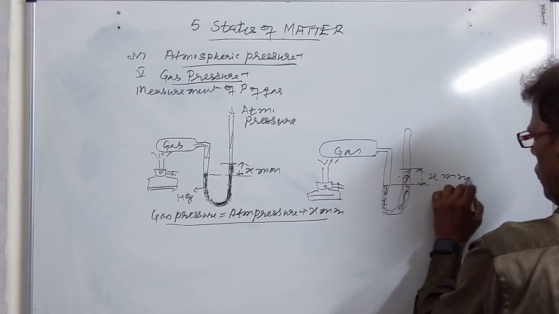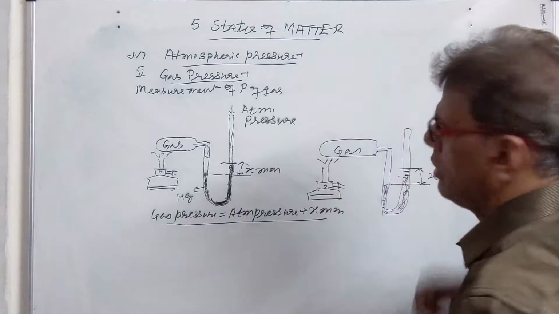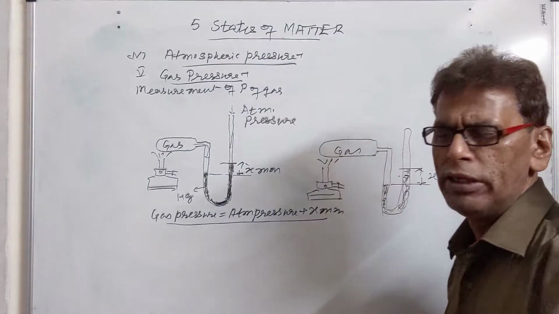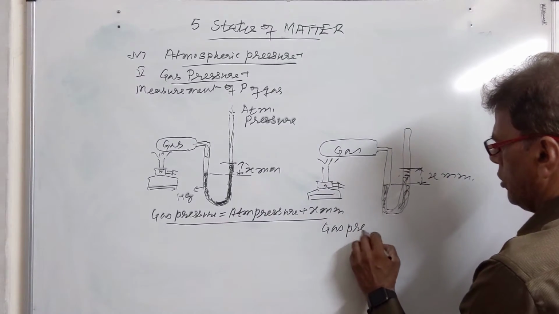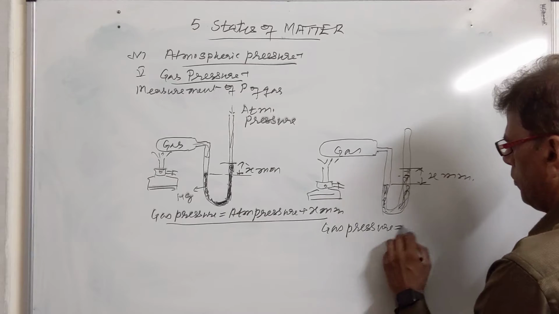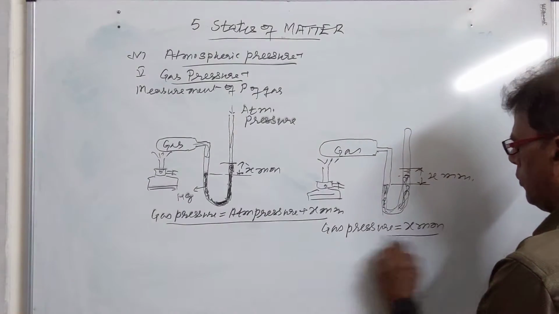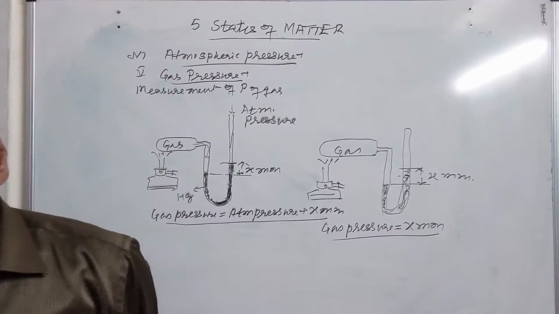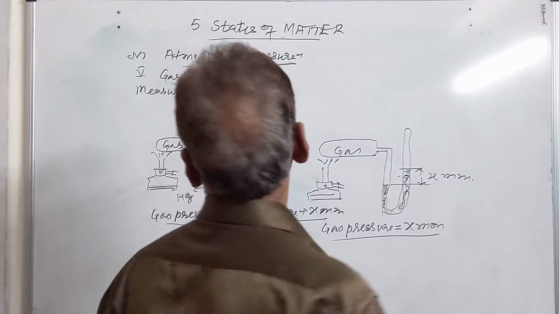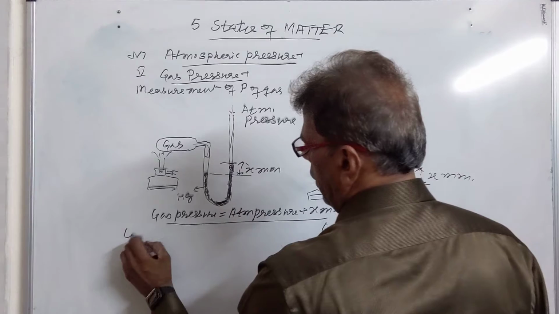Now atmospheric forces are not acting because this end of the manometer tube is closed. Therefore, gas pressure will be equal to x mm. So this is the way how we measure the gas pressure. Then we have a few properties.